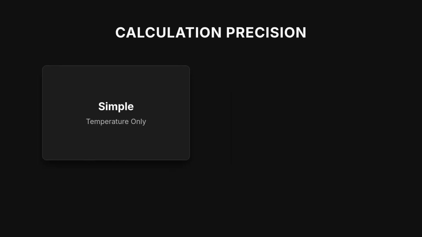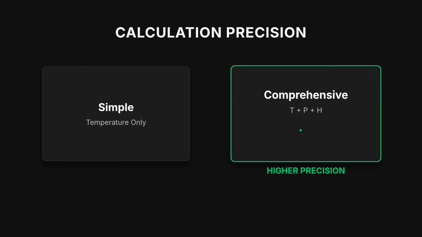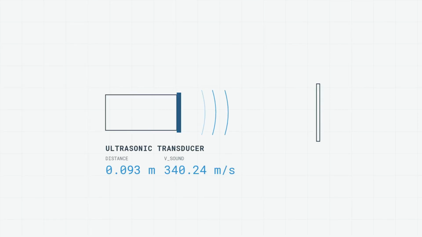This precise value accounts for all 3 atmospheric variables, giving you accuracy beyond simple temperature-only calculations. This output represents the actual velocity of sound waves through your specified medium. For ultrasonic distance measurements or acoustic timing applications, this precise speed value directly impacts your measurement accuracy and system calibration.